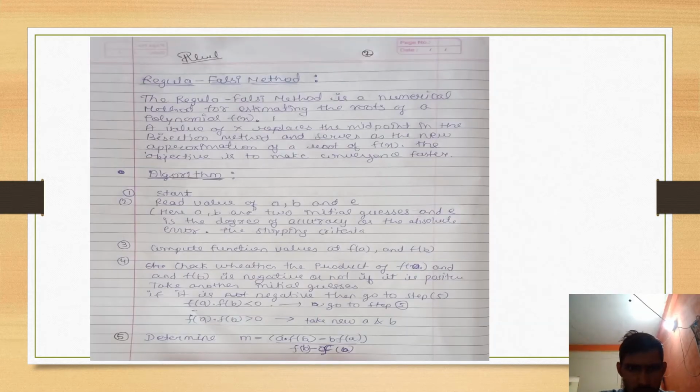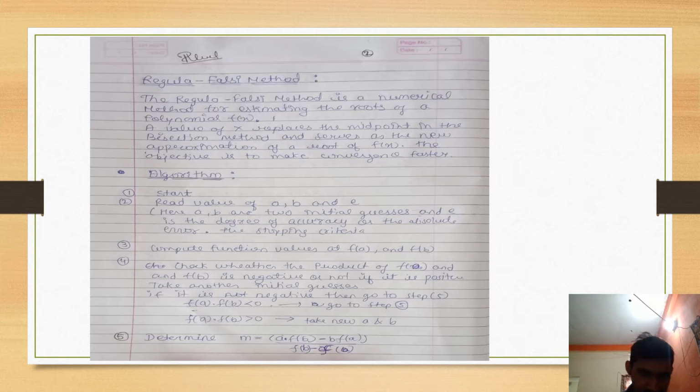What is the regular falsi method? The regular falsi method is a numerical method for estimating the roots of a polynomial equation. As compared to the bisection method, this method gives the roots earlier. It gives faster roots as compared to the bisection method.